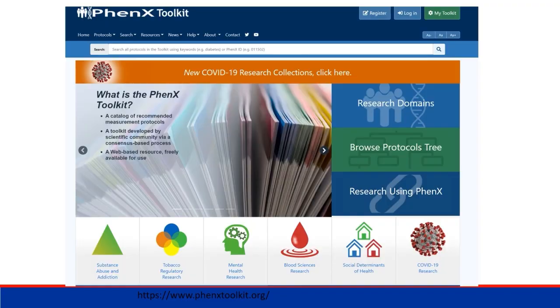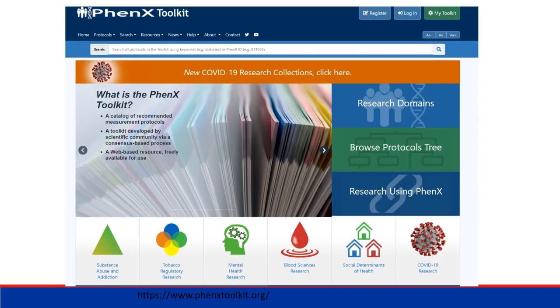We also spend some time talking about the FENIX Toolkit. This is available online. These are a number of instruments related to a number of different health-related measures. All the tools in the FENIX Toolkit have been vetted. They are available free. They are valid, reliable ways to measure different areas.